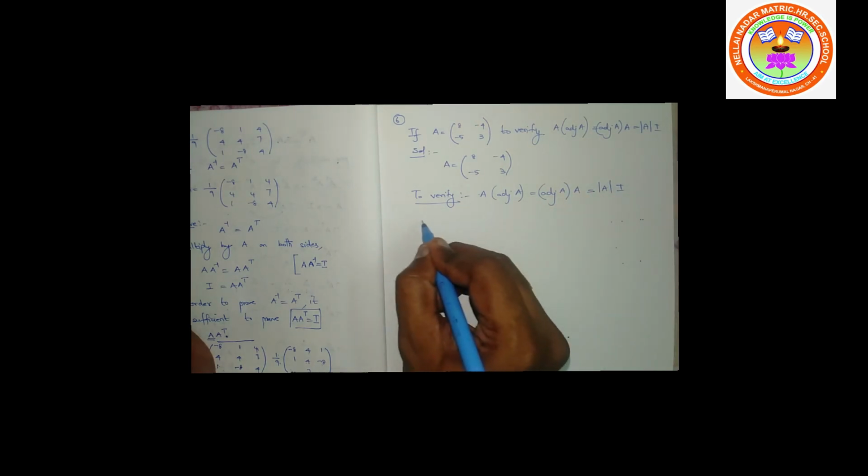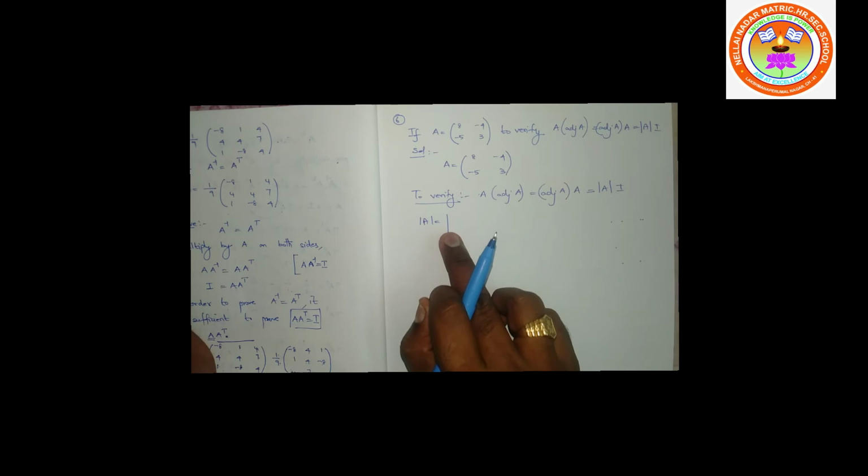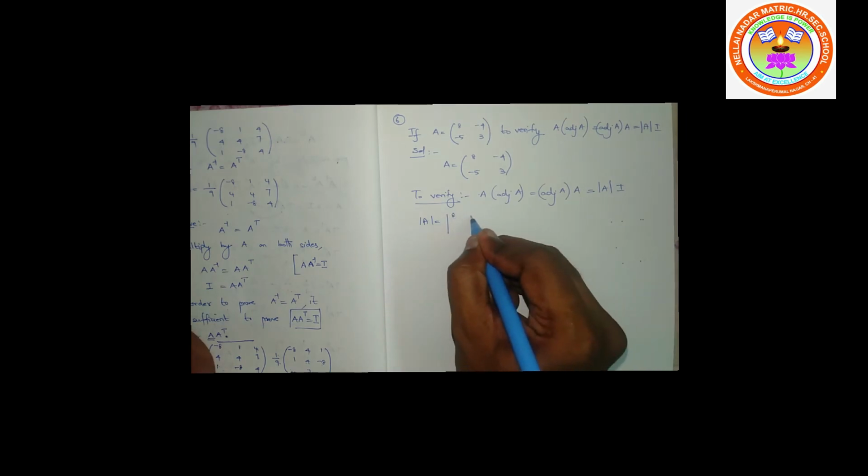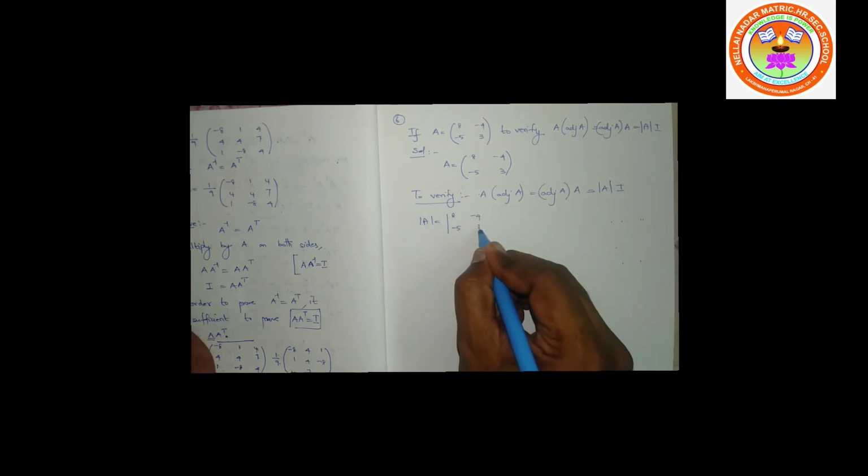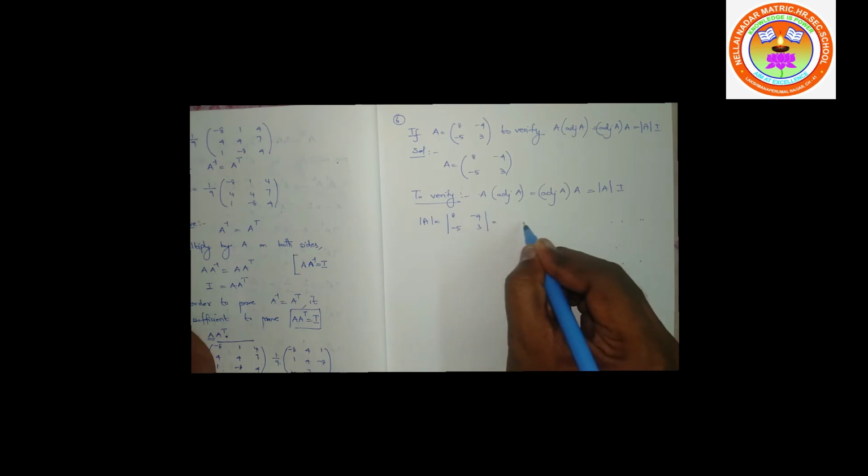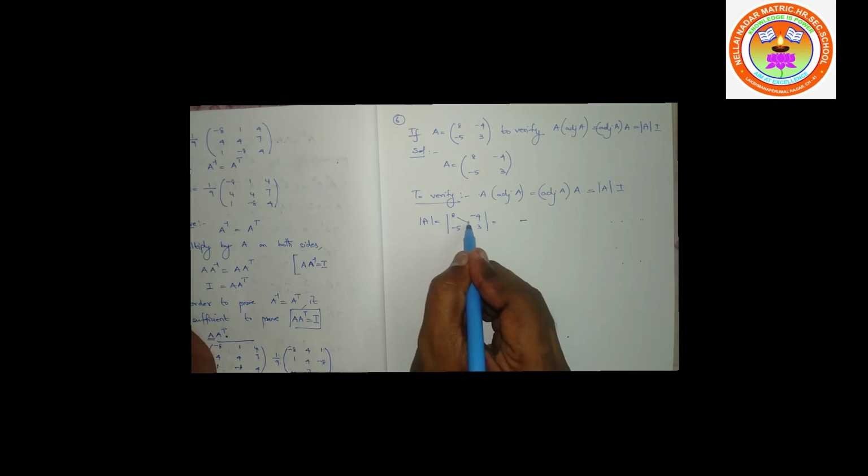So first I will find determinant of A. For a determinant, you should not put matrix brackets, you should put determinant bars only. 8, minus 4, minus 5, 3. I have told you, while expanding you need to put always minus. 8 3s are 24, minus into minus is plus, 5 4s are 20. 24 minus 20 gives us 4.